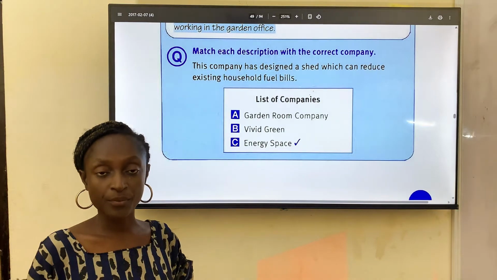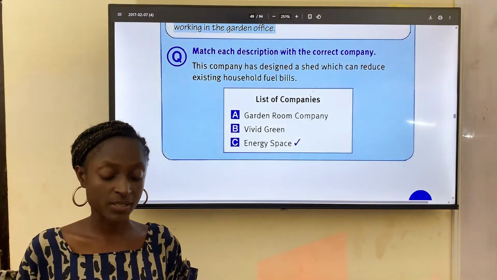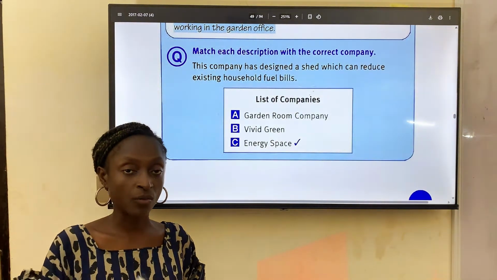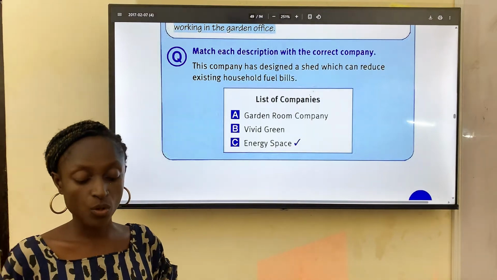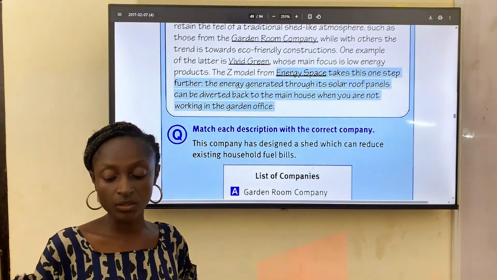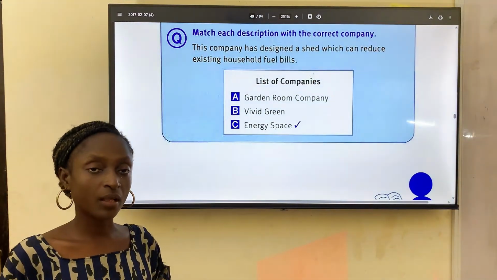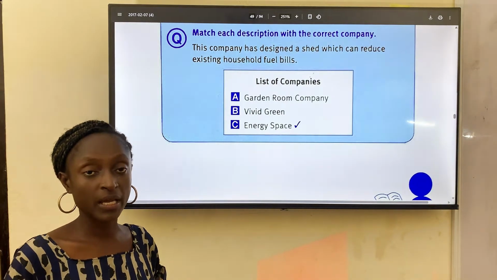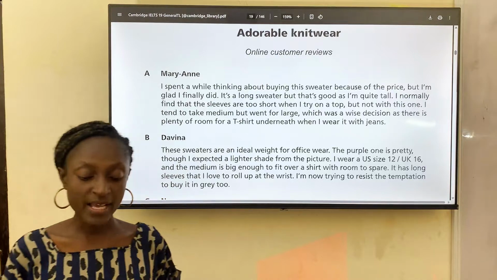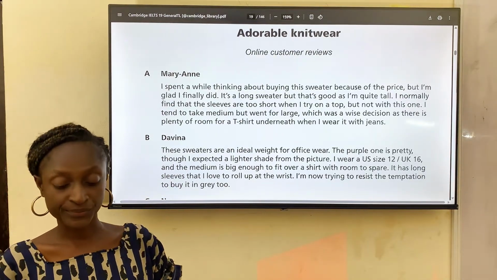Like in this example, the right answer is C, which is Energy Space. So instead of writing Energy Space, you are expected to write down C. That is what we do under matching features. We are expected to match the description which has been given in the passage with the actual answer which is given in the list. I hope that is clear. So now let's look at an example of a matching features question.